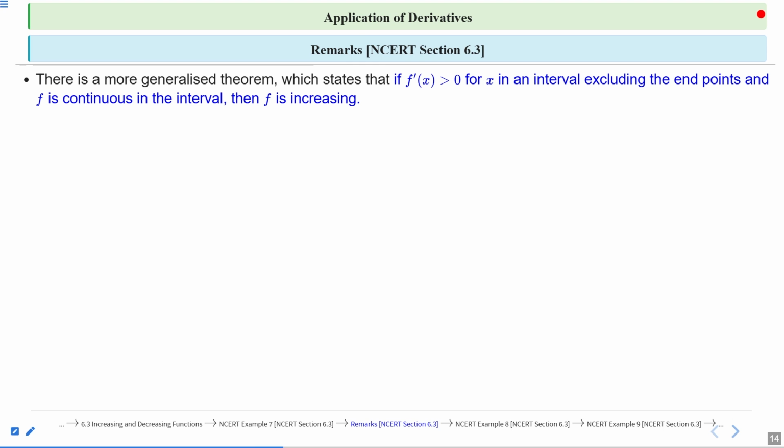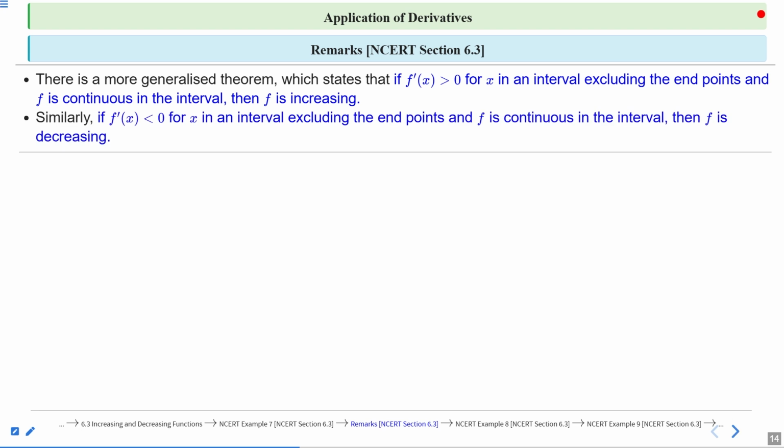Next are remarks. There is a more generalized theorem which states that if f'(x) is greater than 0 for x in an interval excluding the endpoints and f is continuous in the given interval, then f is an increasing function. Similarly, if f'(x) is less than 0 for x in an interval excluding the endpoints and f is continuous in the interval, then f is decreasing, right?